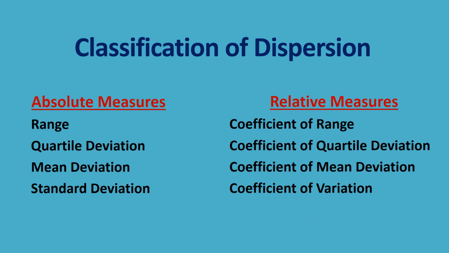These are the different measures of dispersion. The absolute measures are range, quartile deviation, mean deviation and standard deviation, and the relative measures are coefficient of range, coefficient of quartile deviation, coefficient of mean deviation and coefficient of variation.